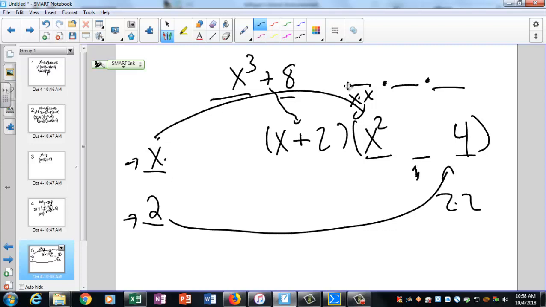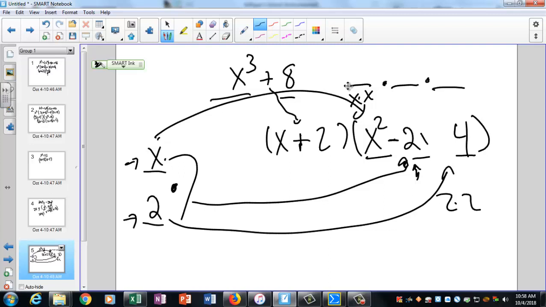This sign for the middle term has to be different than this one. So if this one's plus, this one has to be minus. If this one were minus, this would have to be plus. Now I'll explain to you why in a second. These two pieces multiply by each other, x times 2, and that forms this middle number. x times 2 is 2x. That last sign will always be a positive.